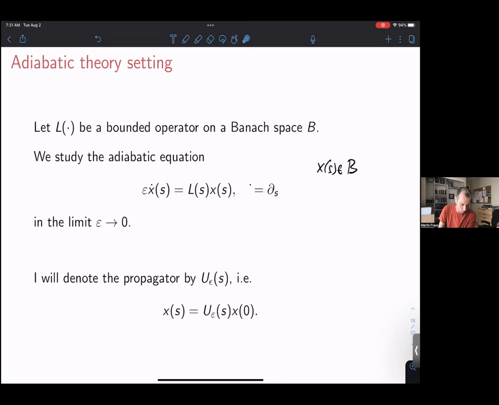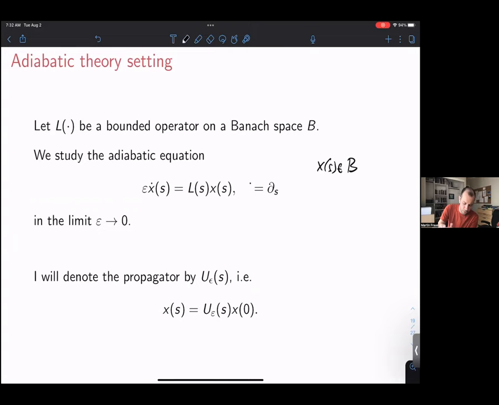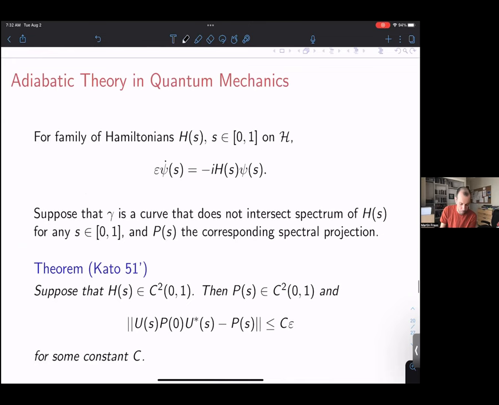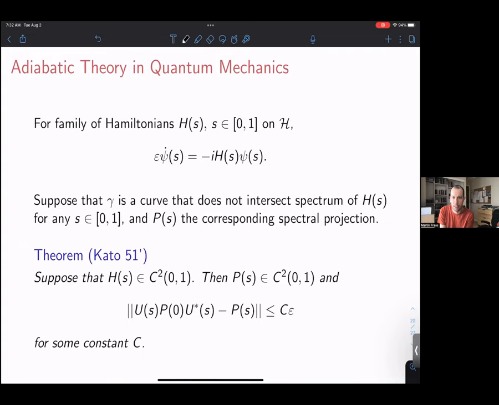In fact, throughout the talk, L would be a Hamiltonian. So this would be the Schrödinger equation. The only examples I will give would be about the Schrödinger equation. Maybe if I have time, I will say some remarks about other works where this is not a Schrödinger equation. So, adiabatic theory in quantum mechanics. In quantum mechanics, this L, up to this factor of i, is a Hamiltonian. And so for a family of Hamiltonians that depends on s from 0 to 1, we get the Schrödinger equation where the Hamiltonian is time dependent, so it depends on time through this parameter s.